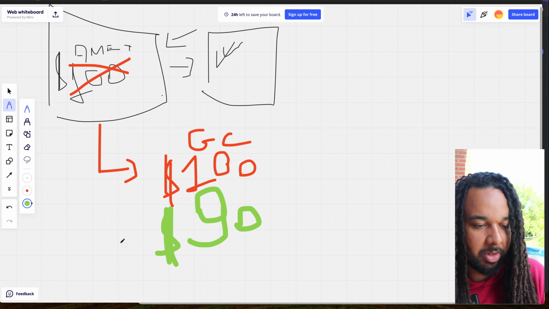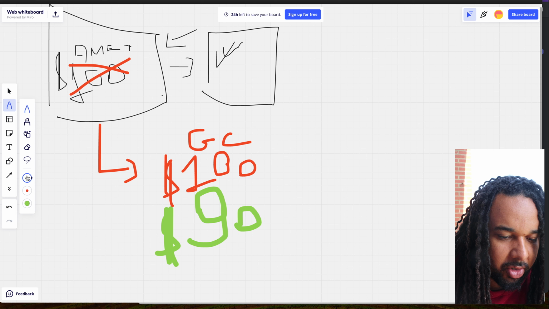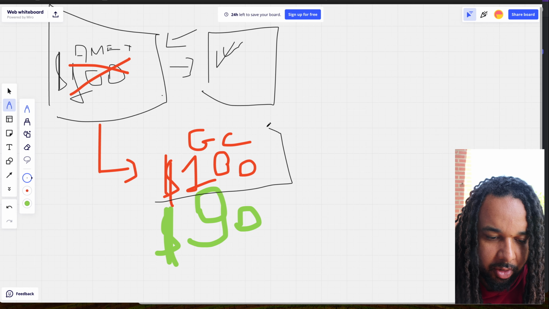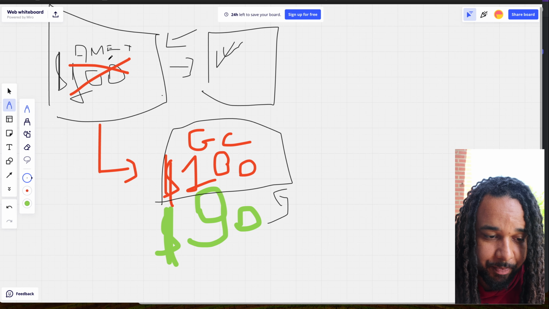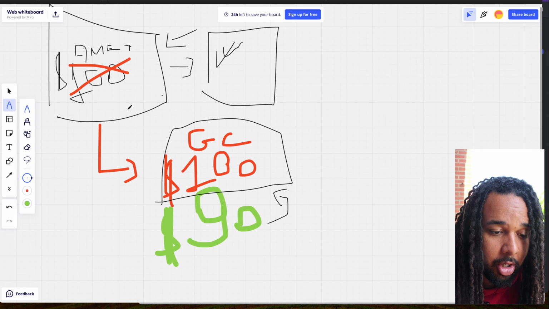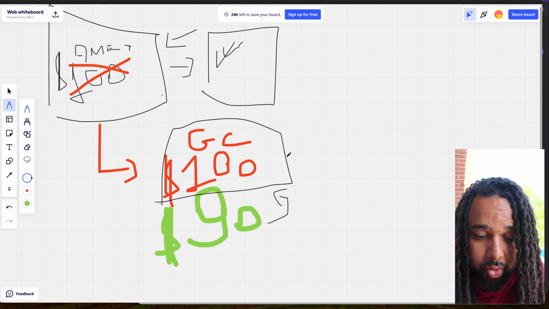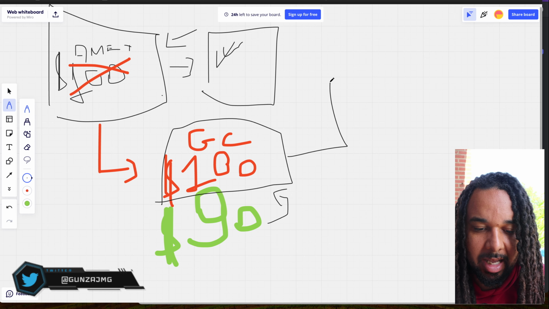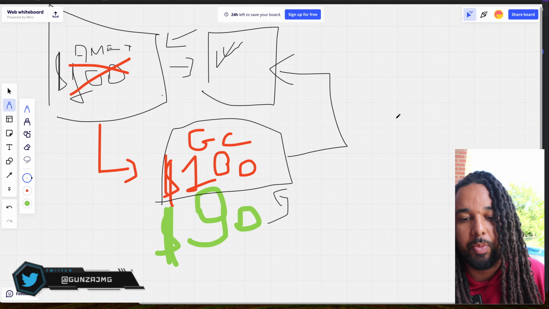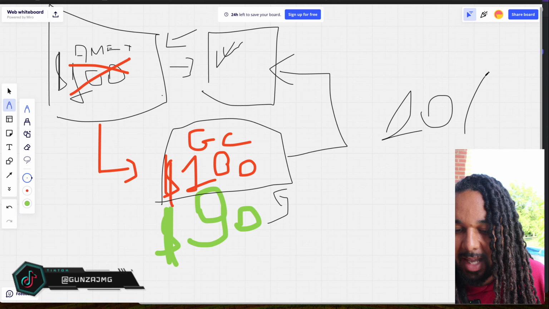So you're going to pay $90 for that $100 gift card. Instead of using your Amex directly to buy on Walmart, you buy that gift card, and then you use that gift card that you paid $90 for, with a purchasing power of $100, on Walmart. So you save 10% on your order. This is how you're going to be able to save money with discounted gift cards.